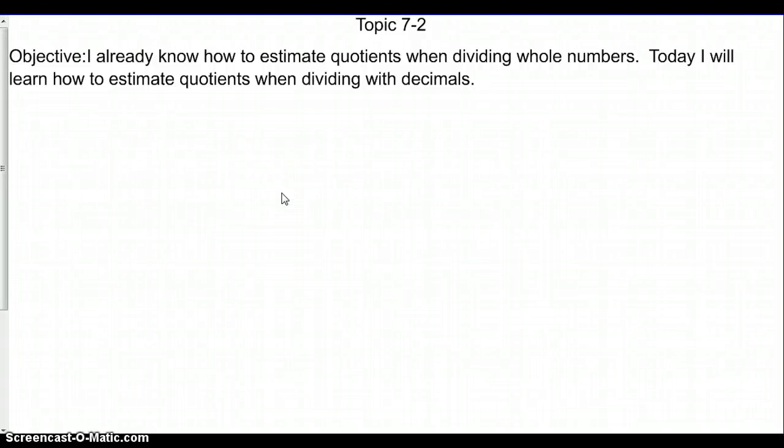Today we are studying topic 7.2. Please write the objective. I already know how to estimate quotients when dividing whole numbers. Today I will learn how to estimate quotients when dividing with decimals.